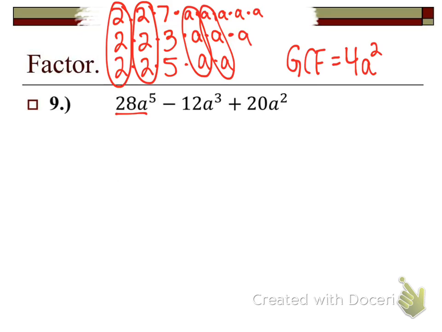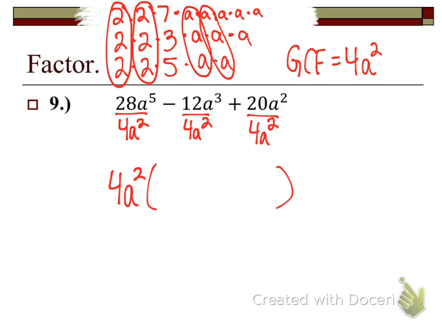All right, that's what we are going to have to divide each term by. That is also what gets written outside of our parentheses. Inside the parentheses, we write whatever's left over after we divide. So 28 divided by 4 is 7. You can also look up at your GCF lists up here that we've got. That will also tell you what's going to be left over. Notice that there's a 7 left over.